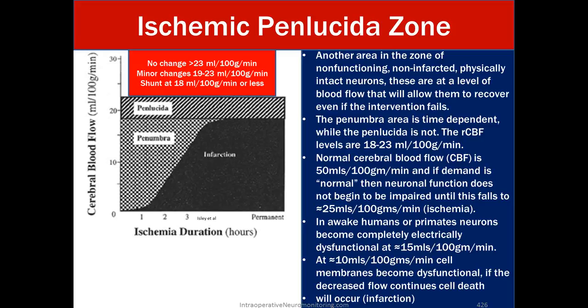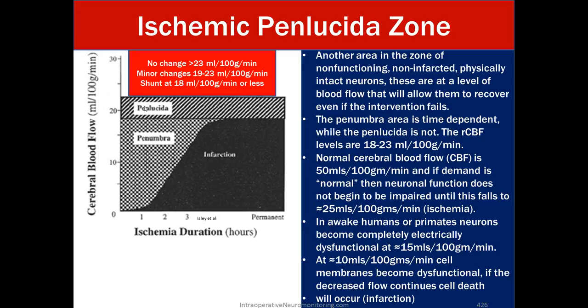So here on the left is our chart. It's our useful chart. There's no changes if greater than 23 milliliters per 100 grams per minute. Minor changes in that 19 to 23, and a shunt is usually needed at 18. So that's dependent upon what our EEGs will show and what our SSEPs will show. So right around this 18 is kind of like the early warning sign for EEG and SSEP. And I think we'll look at those levels a little bit more.